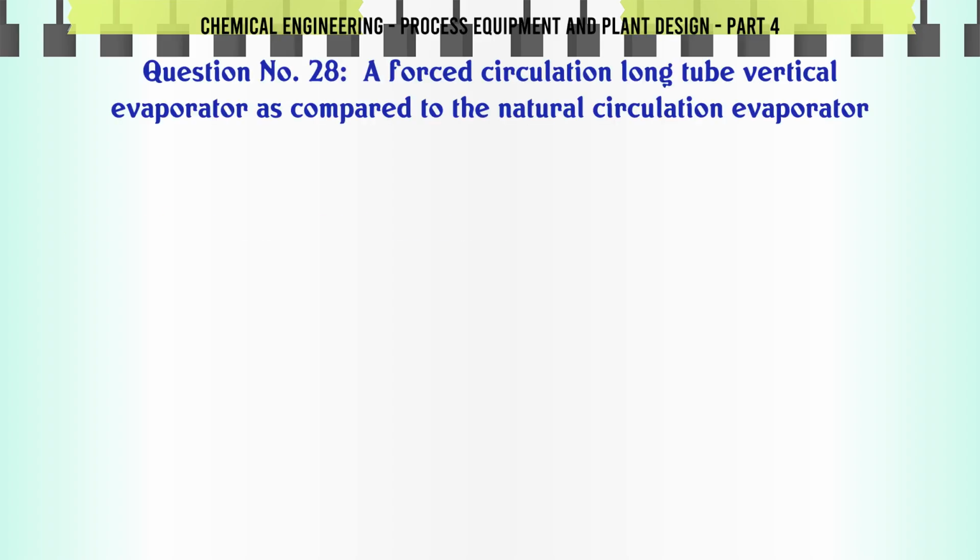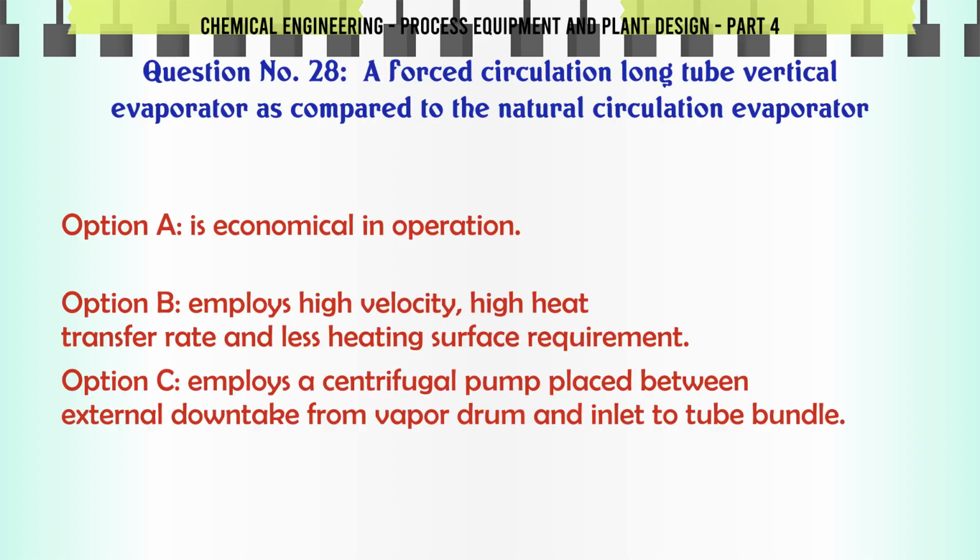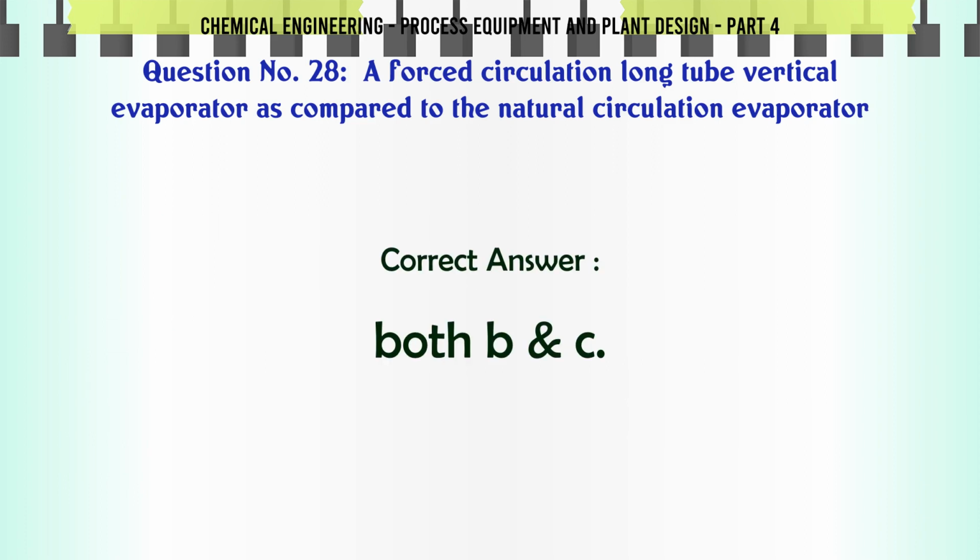A forced circulation long tube vertical evaporator, as compared to the natural circulation evaporator, A. is economical in operation. B. employs high velocity, high heat transfer rate and less heating surface requirement. C. employs a centrifugal pump placed between external downtake from vapor separator drum and inlet to tube bundle. D. Both B and C. The correct answer is both B and C.